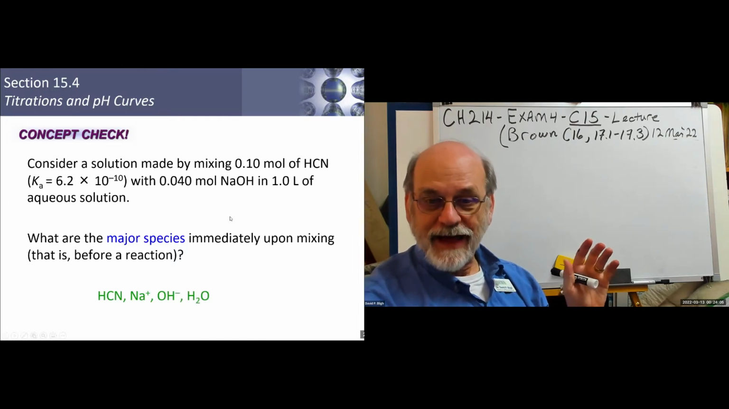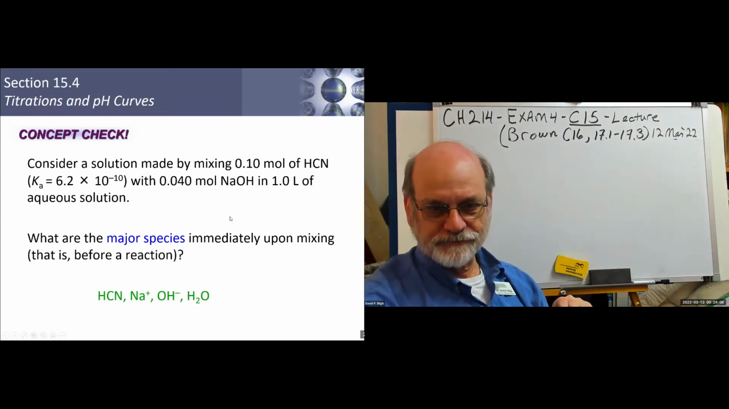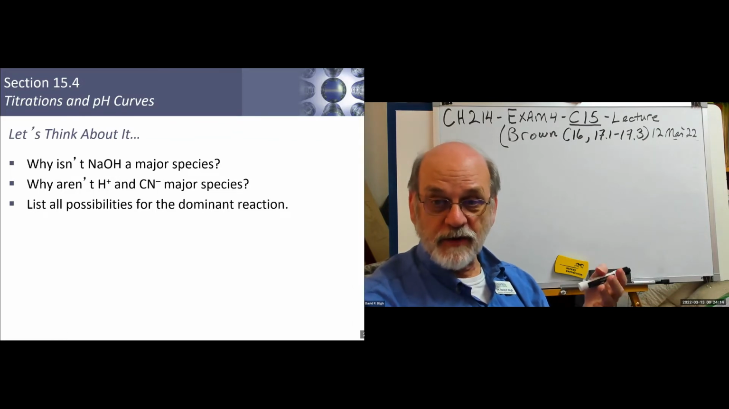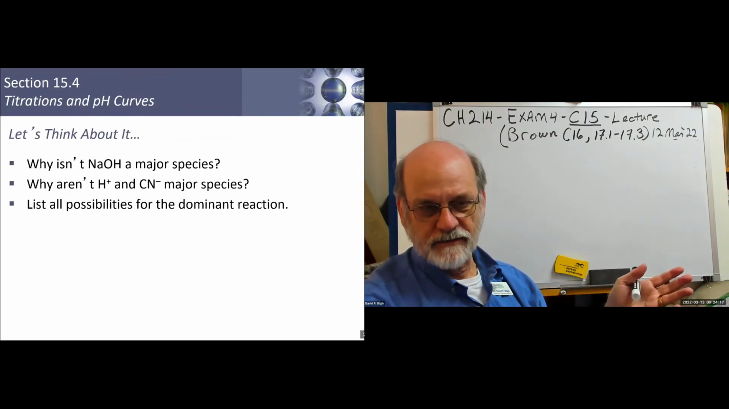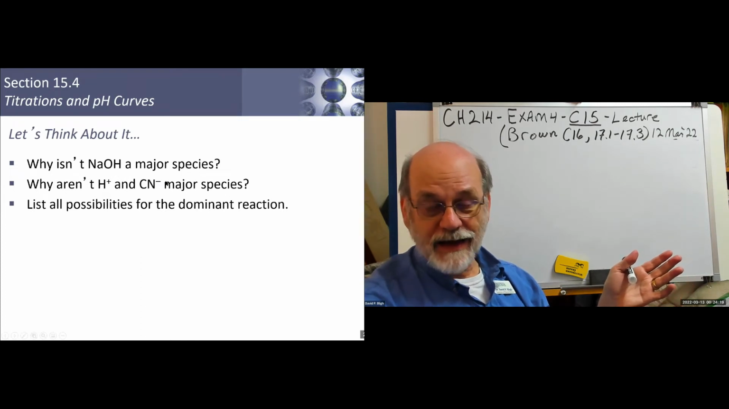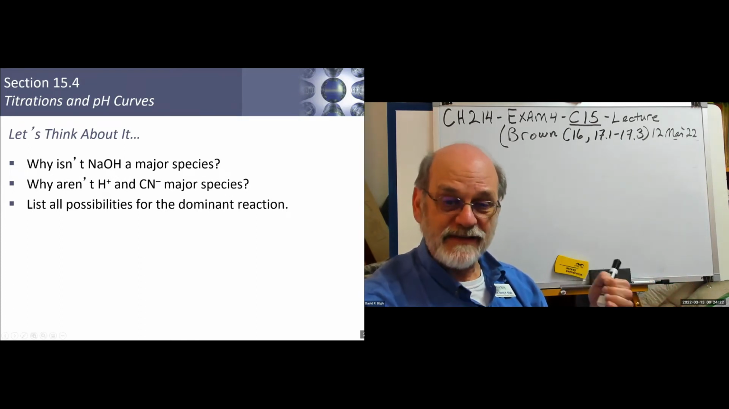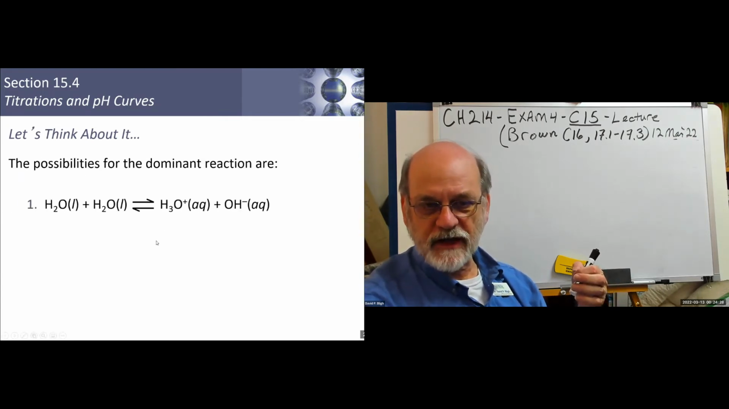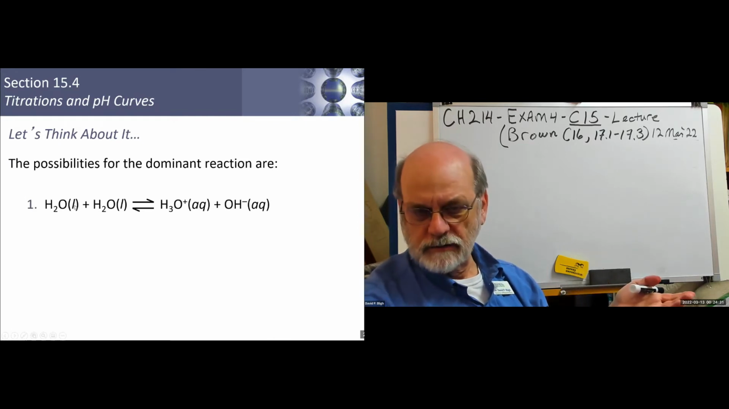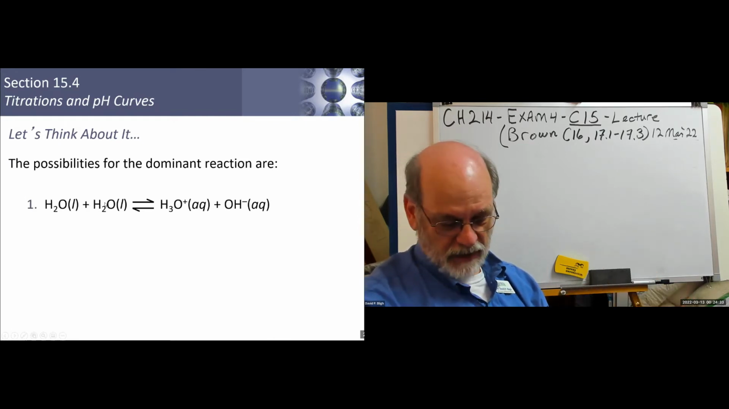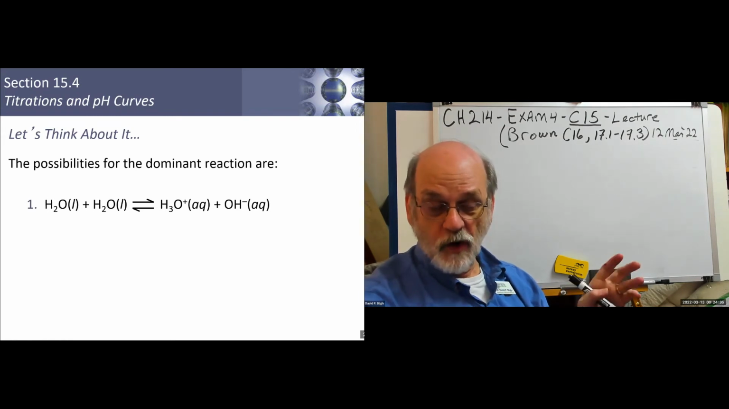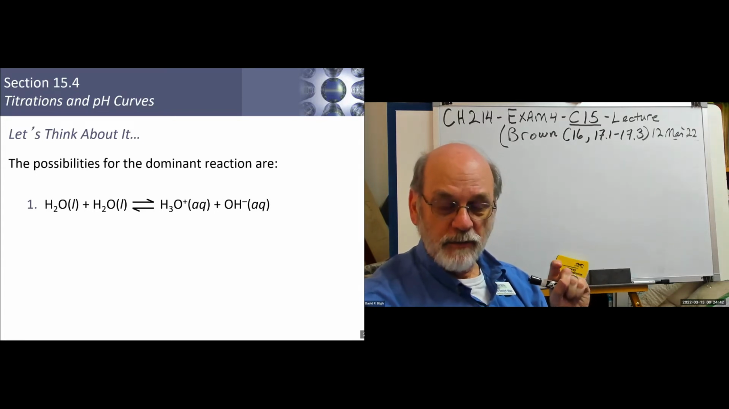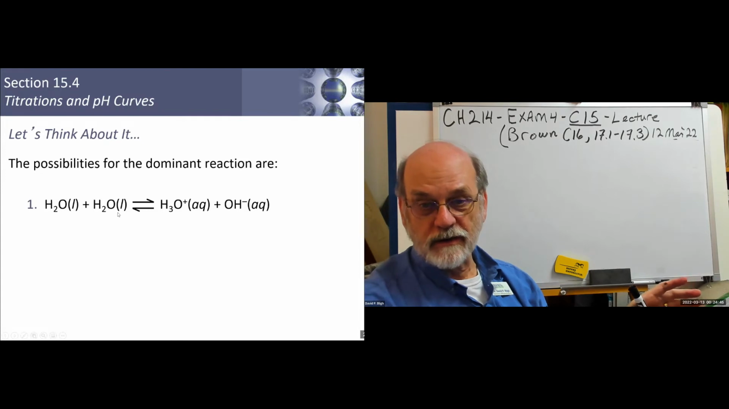Okay. Now, that's before reaction occurs. Sodium hydroxide is not a major species for the same reason it always has been. It completely dissociates. Hydrogen ions and cyanide ions are not major species because this is a weak acid. It doesn't produce many of them. So what are the possible reactions that can occur? Well, you've always got water, right? Like I said in chapter 14, I mentioned this over and over again. The amphoteric nature of water produces this reaction no matter what else is going on. It always happens.